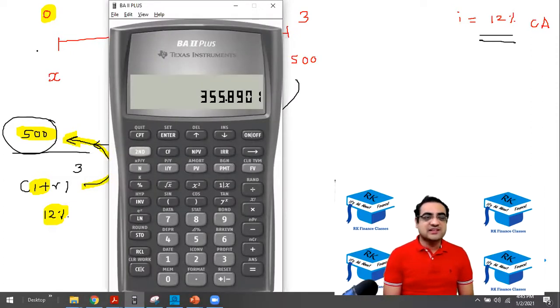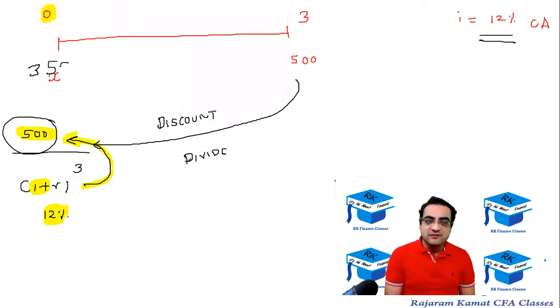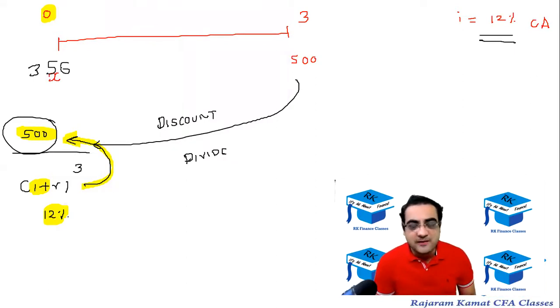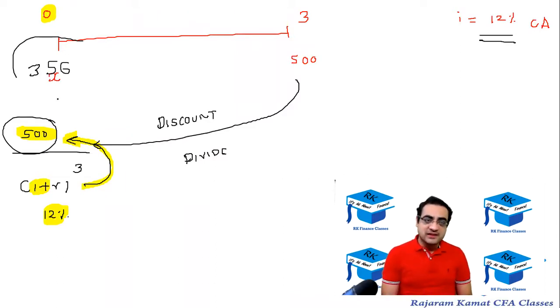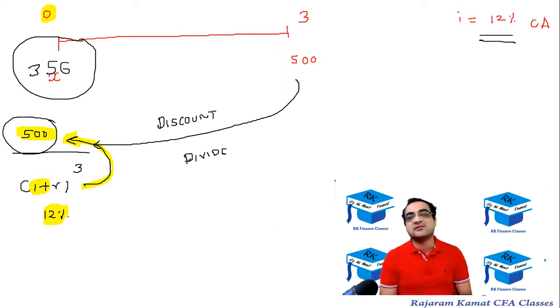So around 356, that means you need to deposit 356 rupees in a bank, which after 3 years, because of the interest of 12%, will grow to 500. The 356 rupees along with the interest for 3 years will grow to 500 rupees.